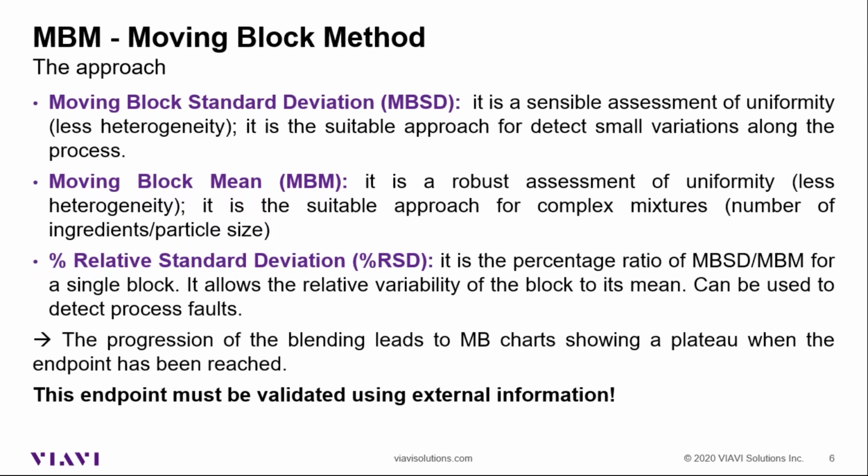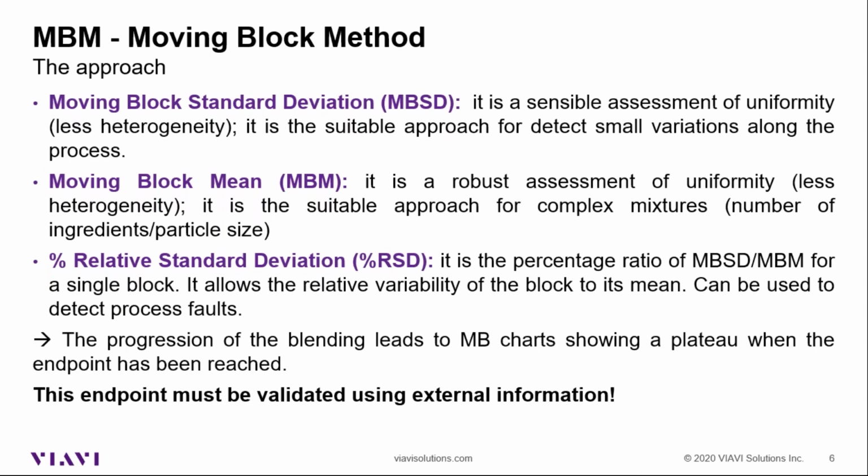So in this case, we need something more robust, suitable for more complex approaches, and this is the moving block mean. In particular, the moving block mean is suggested when you have a lot of ingredients inside your mixture and with different particle sizes. The different particle sizes can create a little confusion for the moving block standard deviation, while the moving block mean can answer your question in a more robust way.